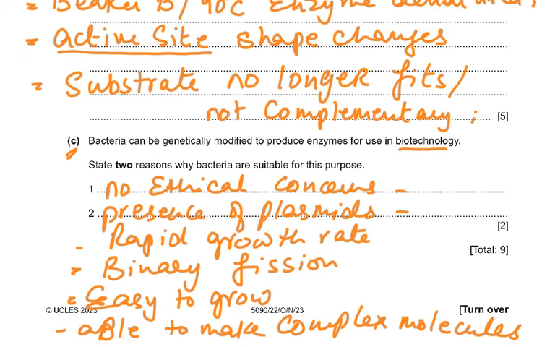So very quick recap, no ethical concerns. If we do these things on animals, okay, it's wrong. So no ethical concerns, the presence of plasmids, rapid growth rate, and they divide by binary fission, so they're genetically identical. Then it's very easy to grow them on petri dishes. They don't require very complex labs or farms. Able to make complex molecules. Bacteria can make complex molecules, so that's why they are used in biotechnology.